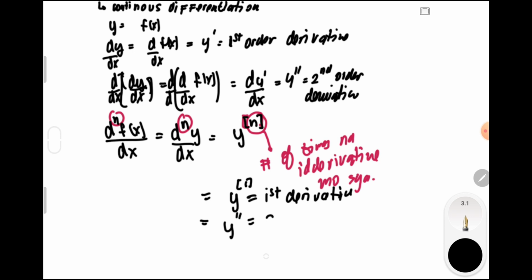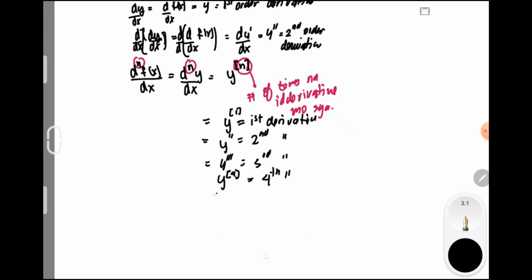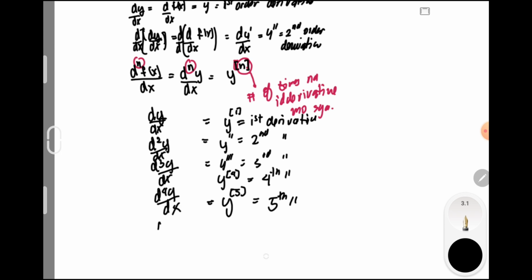Pag dalawang ganito, this is second derivative. Pag tatlong ganyan, this means third derivative. Pag ginawang 4, this means fourth derivative. Y raised to 5 means fifth derivative. Okay? So dito, this is dy over dx. So d2y over dx, d3y over dx, d4y over dx, and of course d5y over dx.